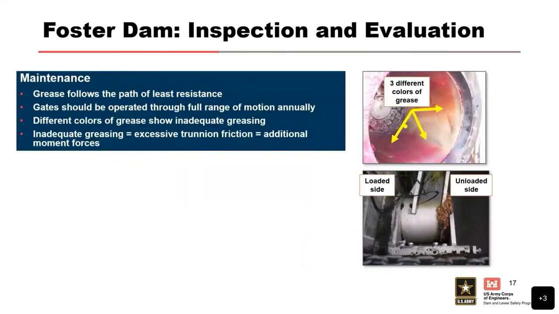So getting into some of the maintenance, design, and operation of these gates, some things to note about these. If these are externally greased, the grease follows the path of least resistance. You can see in the bottom picture there of the unloaded side, all the grease was going there versus the loaded side. And these gates should be operated through a full range of motion annually. The different colors of grease show the adequacy of the greasing. The pink here is showing new grease. What looks kind of tan color is older grease. And you can see what I think is part of the gray looks like more steel, where it gets very little grease. So that is a concern, is the grease getting all the way around this assembly, the bushing and the pin.